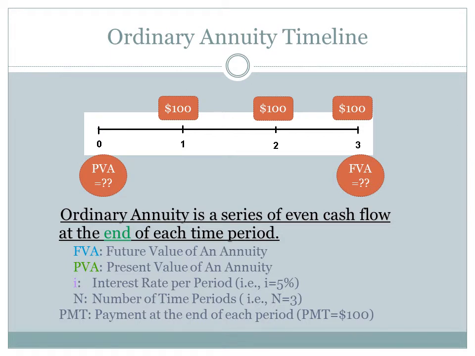Now we talk about ordinary annuity. An ordinary annuity is not a lump sum. It is a series of even cash flows at the end of each time period. For example, you have $100 at the end of the first year, the second year, and the third year. So what is going to be the present value of those cash flows? Or what is the future value of these 3 cash flows?